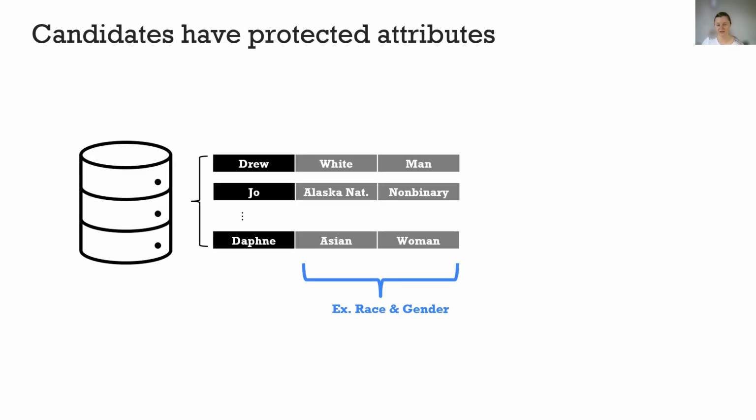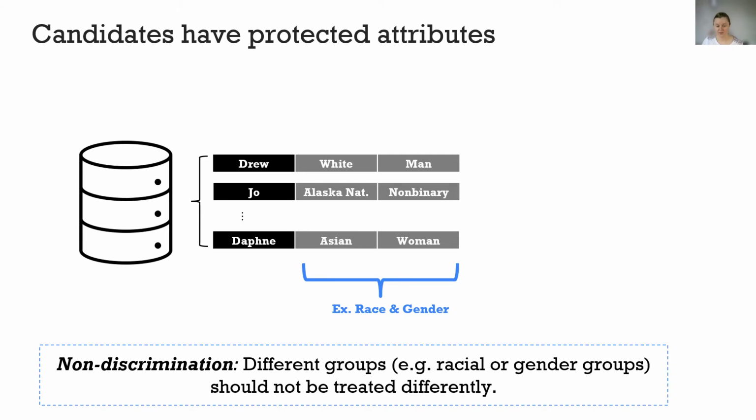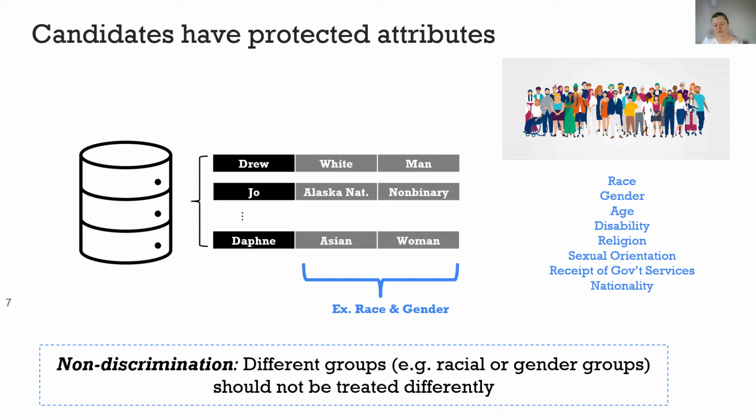But the reality is these candidates are not just names, they're people that have identities. So in this instance, on this candidate database, we have candidates with race and gender identities. Now, these identities or attributes may be legally protected from non-discrimination, where non-discrimination means that different groups should be treated comparably in the outcome. So different racial and gender groups are not treated differently or disadvantaged. And there are more protected attributes simply than race and gender. There are things like age, disability, religion, nationality, etc., that different domains may choose to protect.